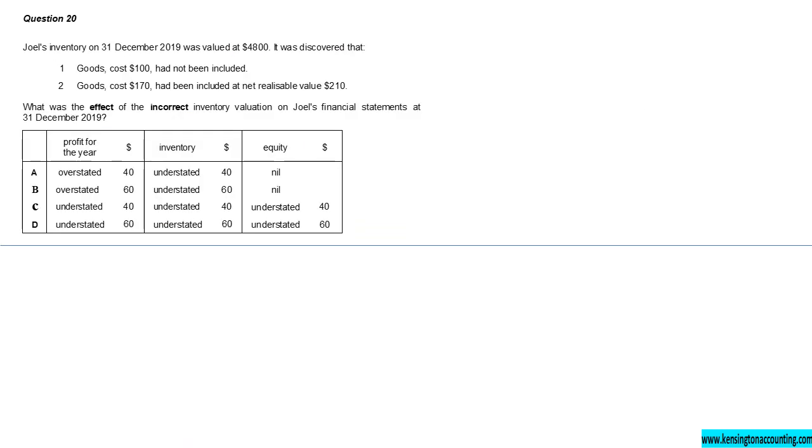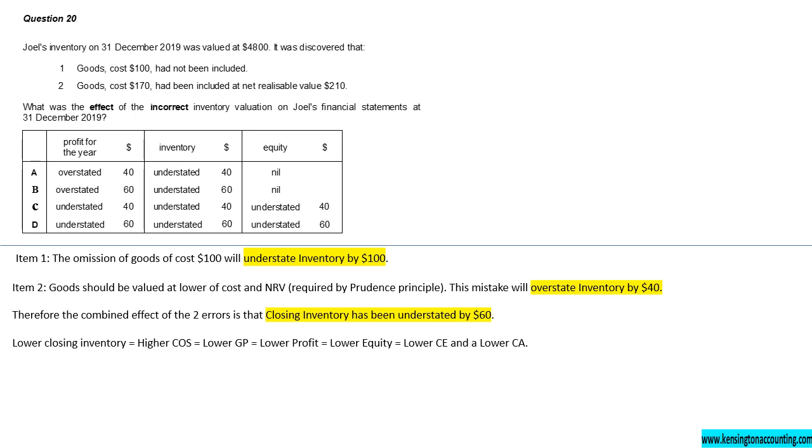Question 20. Joel's inventory at the end of the year was 4,800. However, he discovered there were 2 mistakes. The first mistake is that goods costing 100 had not been included. It's a complete omission. It means the 4,800 did not include the 100. Therefore, the effect of this is the inventory has been understated, because it has not been included.